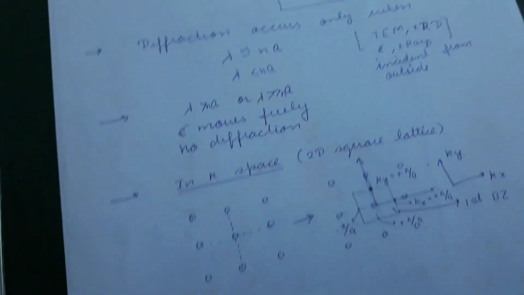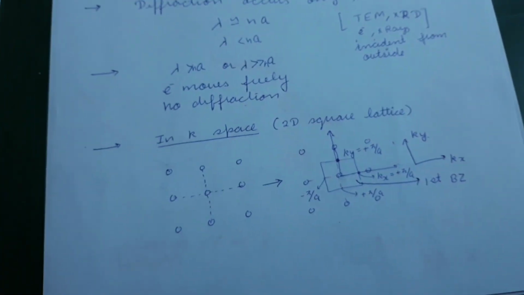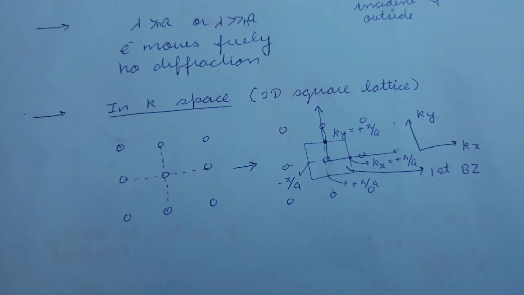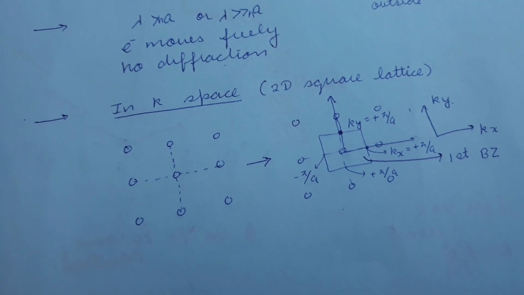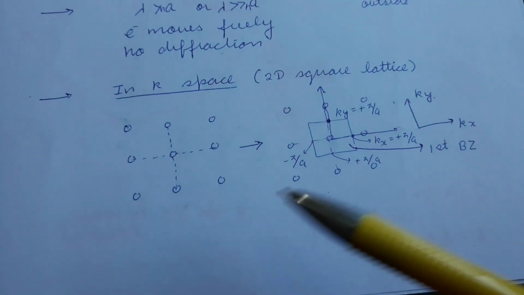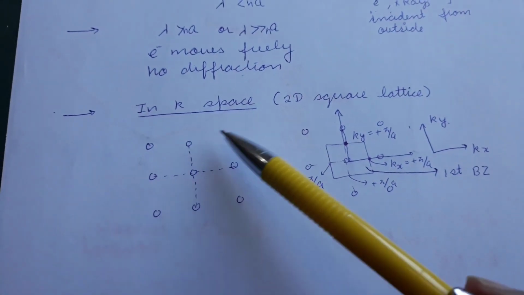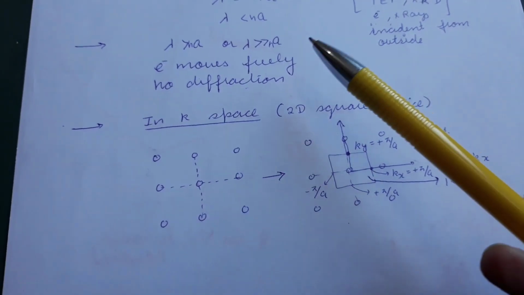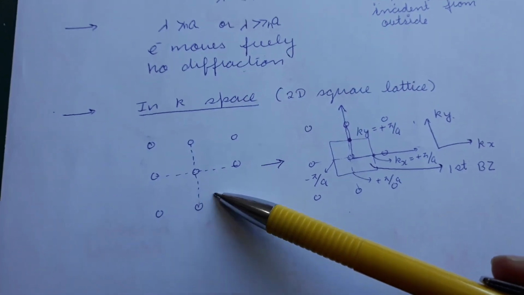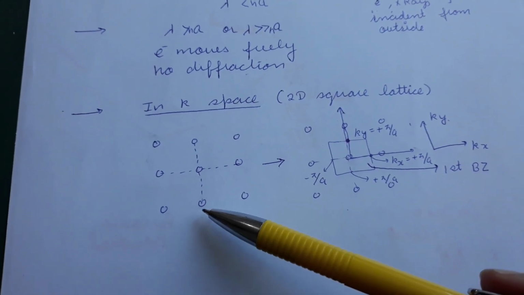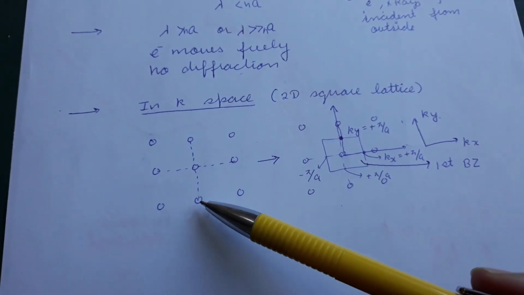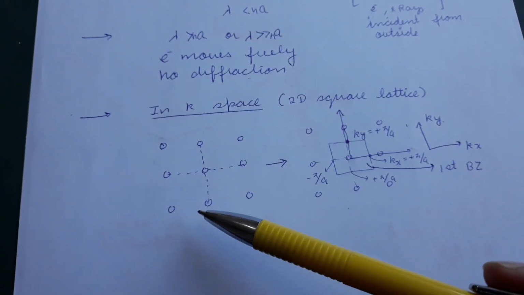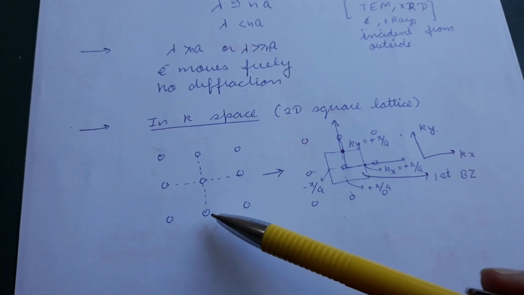Now in K space, how do we draw this diffraction with these Brillouin zones? Suppose we are taking this atomic arrangement and converting it from real space to K space. In K space, the distance between two ions will be, rather, 2 pi upon a.